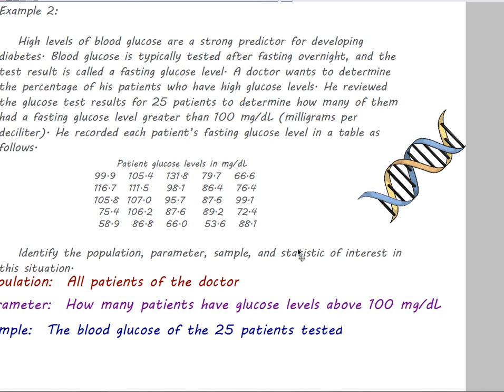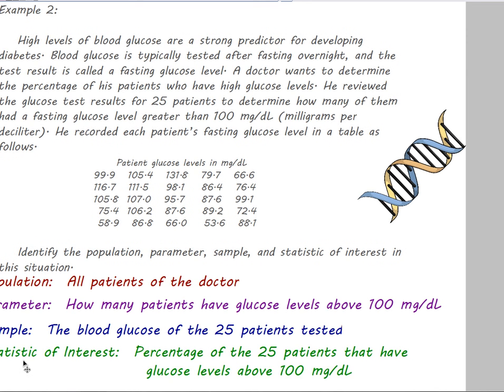The sample that he tested, right, the numerical data that he actually tested was the fasting blood glucose of all of his 25 patients. And the statistic of interest is the percent of those 25 patients that had blood sugar levels over 100. Remember, the two P's go together, population and parameter, and sample and statistic, the two S's go together. Statistic is what you're measuring from your sample, and parameter is your estimated value for an entire population.